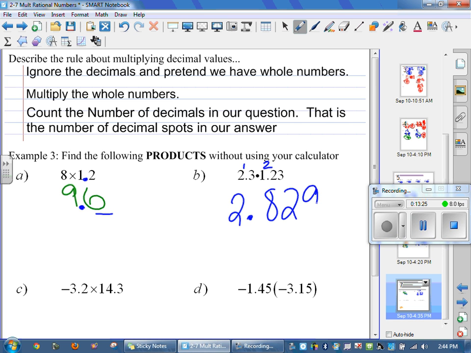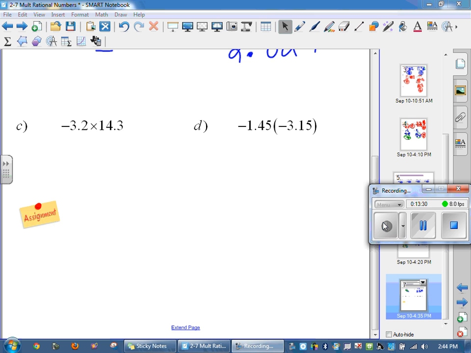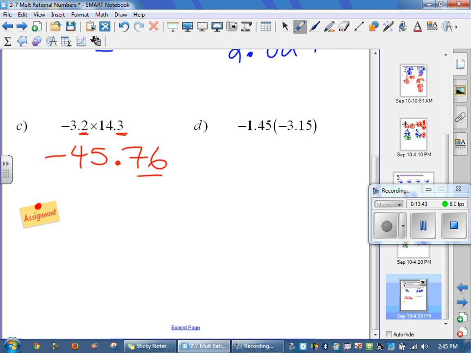The bottom 2, same thing. I have 1 digit after the decimal here, 1 digit after the decimal here. So my answer is going to have 2 numbers after the decimal place. So I'm going to get negative 45.76. I do have 2 digits after the decimal. Everybody multiply D and see what you get.